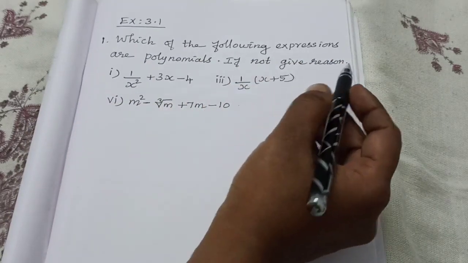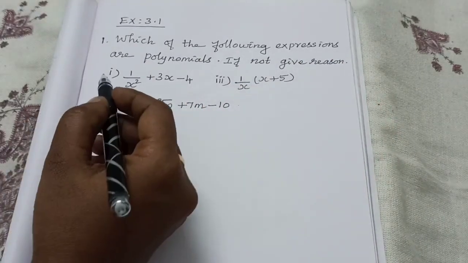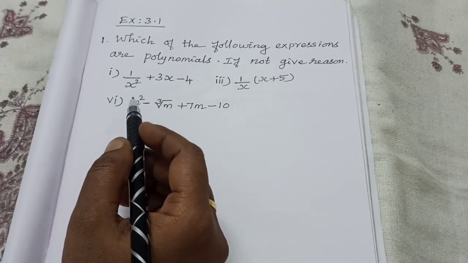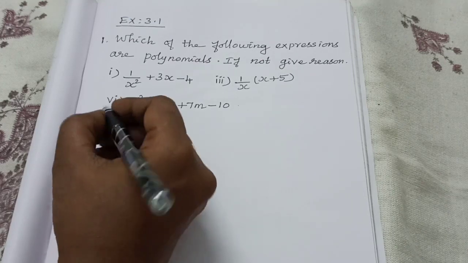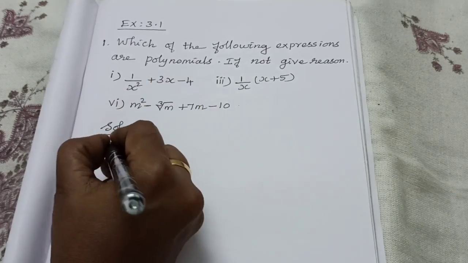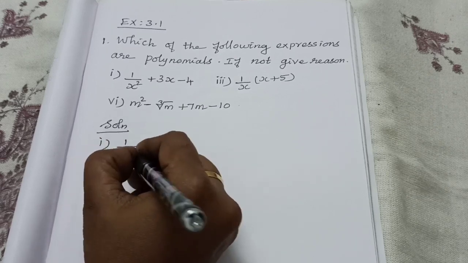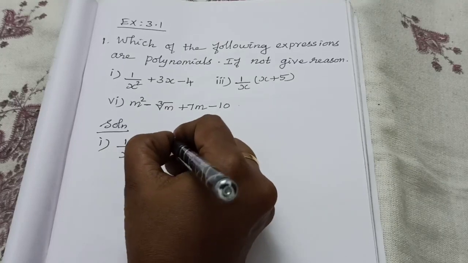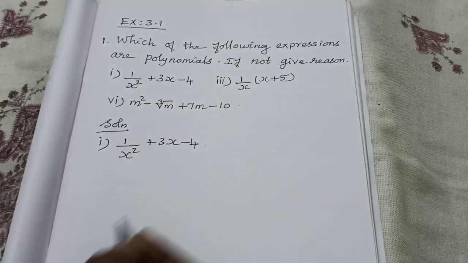If not, give reason. Okay, then 3 questions I wrote here. Remaining you do the homework. Okay, solution. First one, 1 by x square plus 3x minus 4.